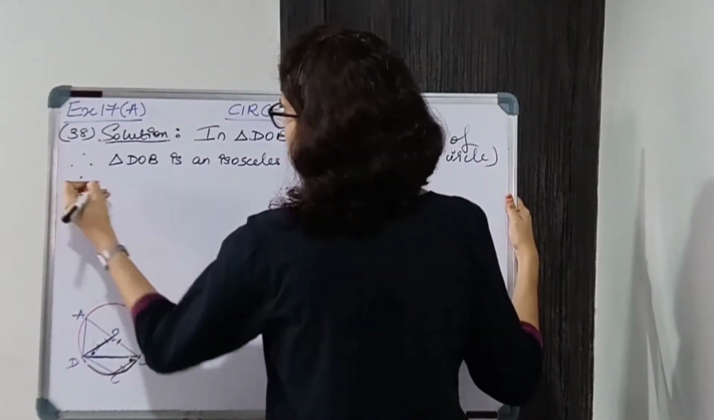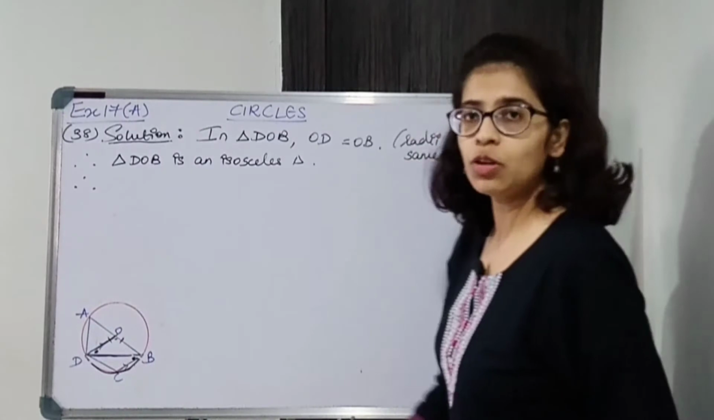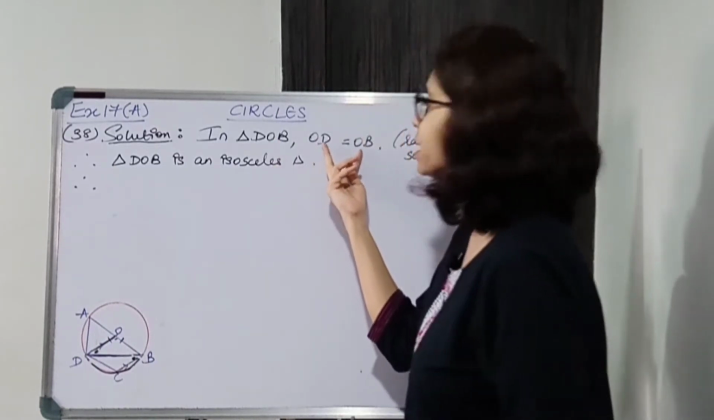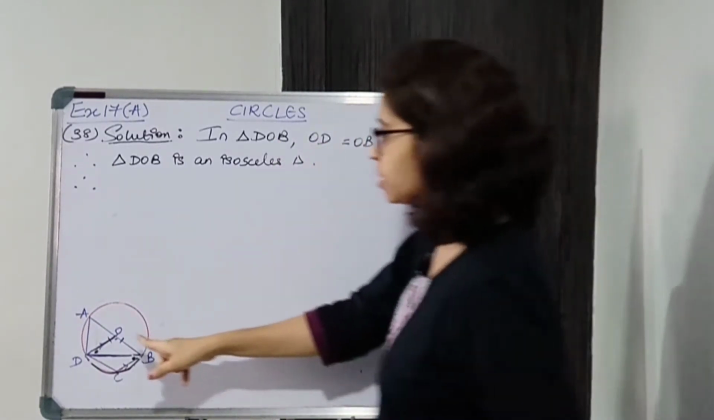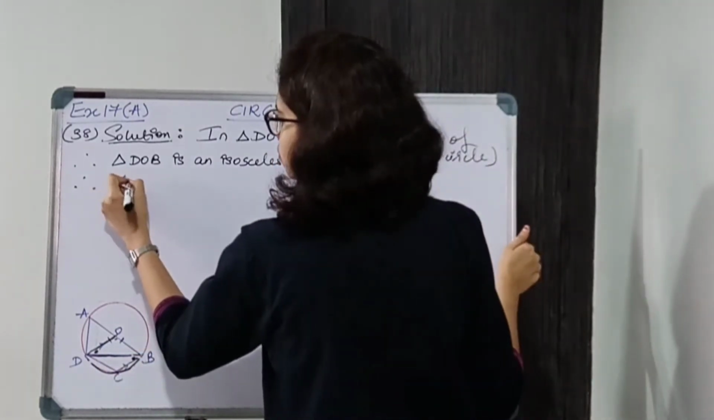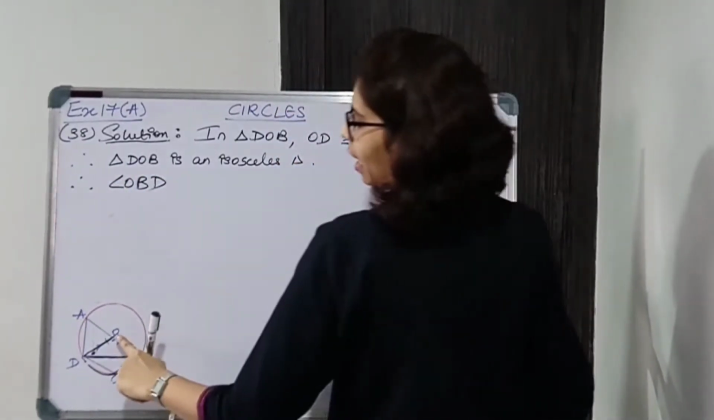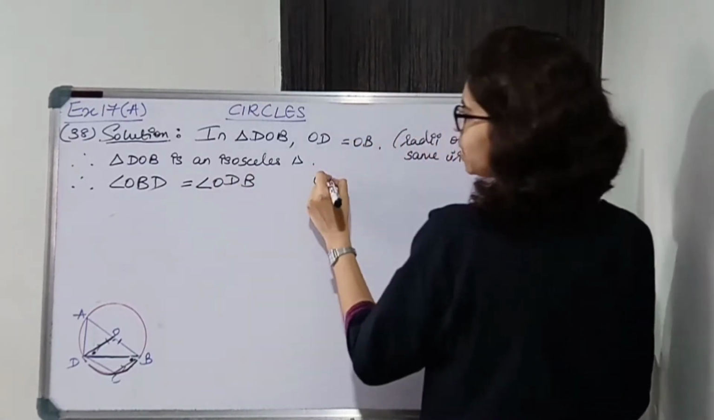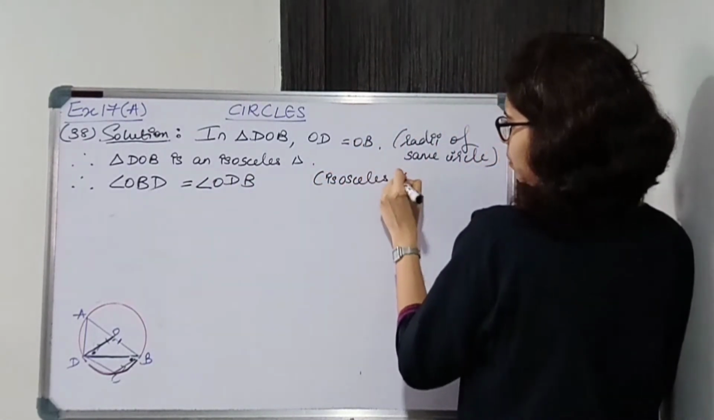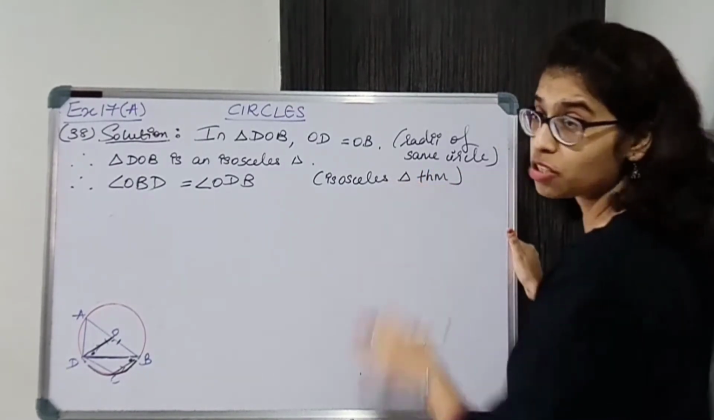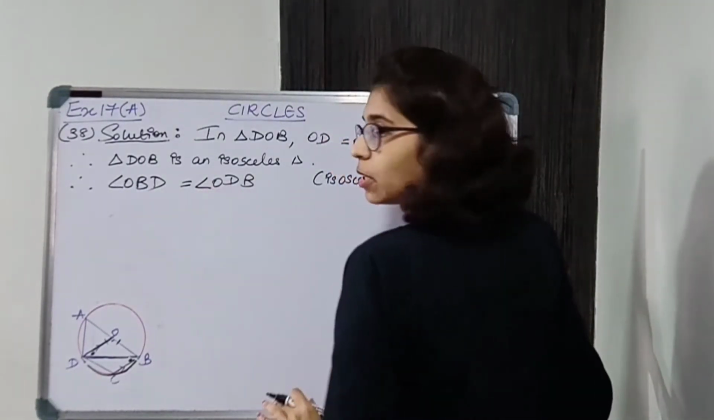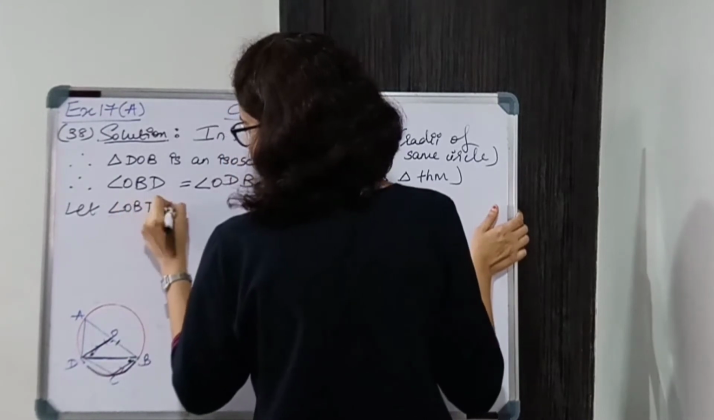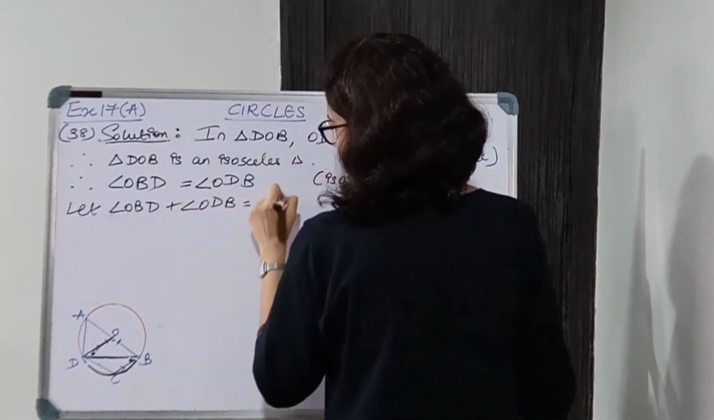Now, since it is an isosceles triangle, its base angles will be equal. OD and OB are equal, and therefore base angles will be equal. That is, angles opposite to these equal sides are equal. Opposite to OD there is angle OBD, and opposite to OB is angle ODB, using the isosceles triangle theorem. Please don't use such short forms. Now both the angles are equal. Let them be equal to x.